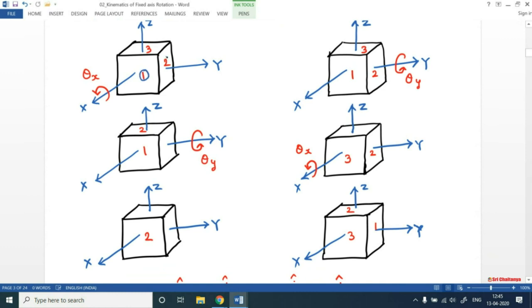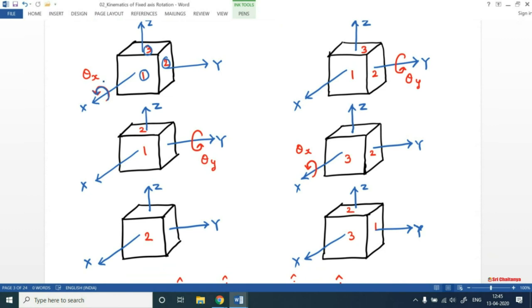Let's say this is 1, this is 2, and this is 3. Now imagine we rotate this cube about the x-axis. The angular displacement, let's say, is theta x, and we are rotating this cube by 90 degrees. So what will the orientation look like?